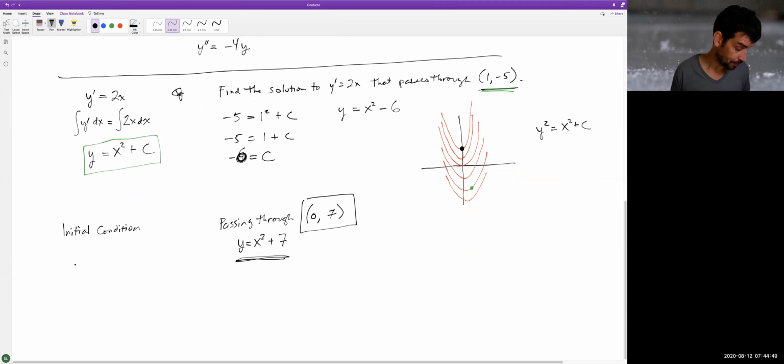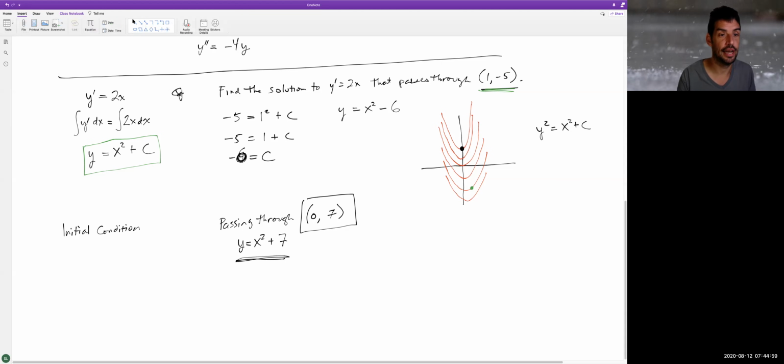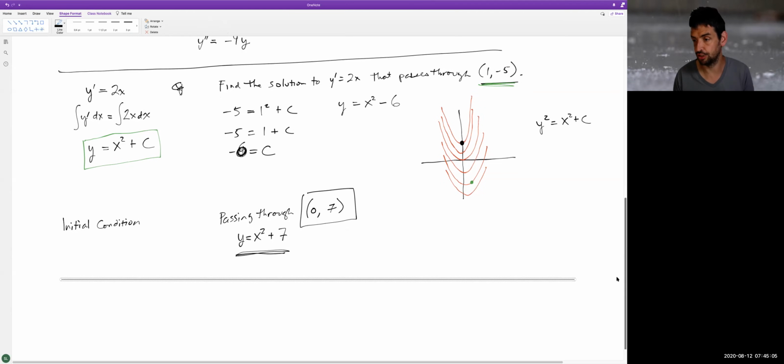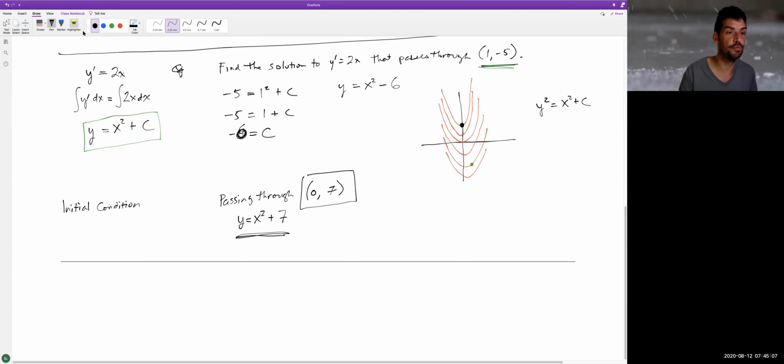So let's do one more example like this that's a little closer to a real world application. This is an example from physics. We'll use a little bit of physics knowledge here, but I'll try to keep us informed as we go if you don't have a lot of experience there.